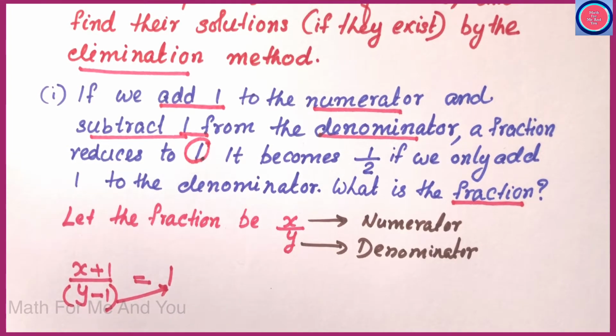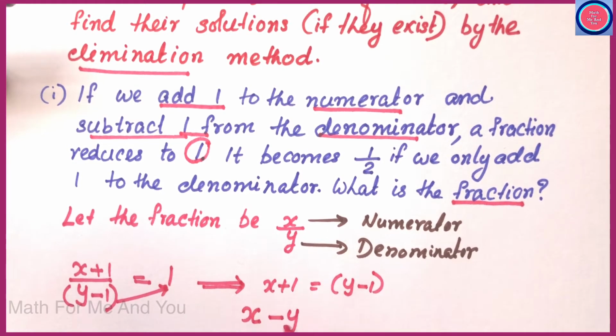Now we are going to arrange, cross multiply. x plus 1 on the left side we keep, move y minus 1 and multiply with 1 on the right side. We get 1 times y minus 1, which is y minus 1. Now we are going to arrange this as a linear equation, x and y on one side, number on the other side. When we move y to the left side, it becomes minus y. x minus y equals minus 1 minus 1, which is minus 2. That is equation number 1. We put it as equation number 1.